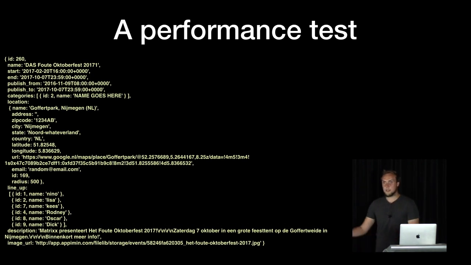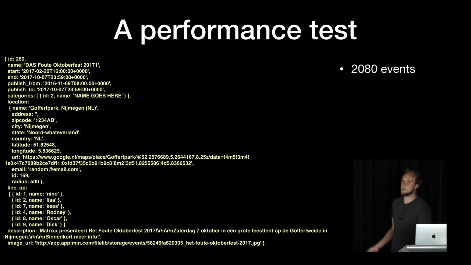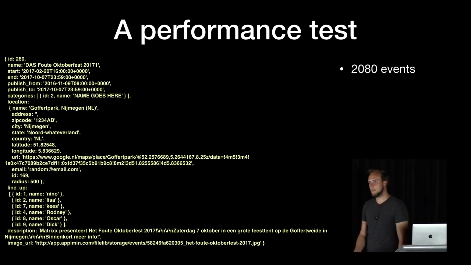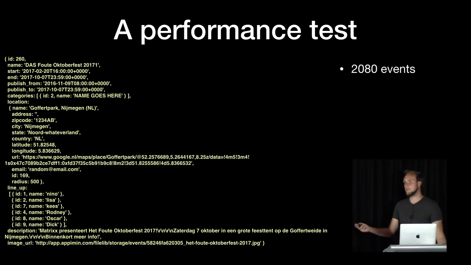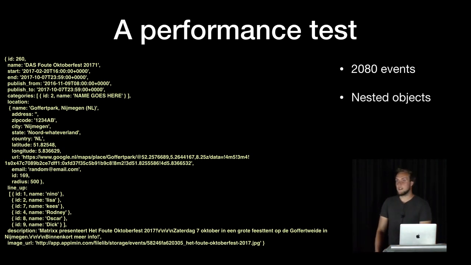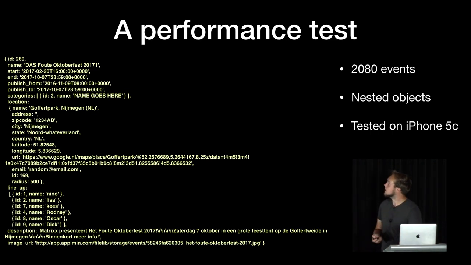It had items that looked like this. This is a single item in it, and it's actually quite a small one. You don't have to read all of it. It's just huge. And I had to use at least 2,080 of those. Why 2,080? It was four times the response that I got from the backend, and I wanted to be able to handle four times what I had to handle at the time of building the app. These represent events, so just parties that take place somewhere. As you can see, they contain a lot of nested objects, so locations, categories, artists that play there, whatever. And I was testing on an iPhone 5C. Slow, really slow, comparing it to an iPhone 7 at least.